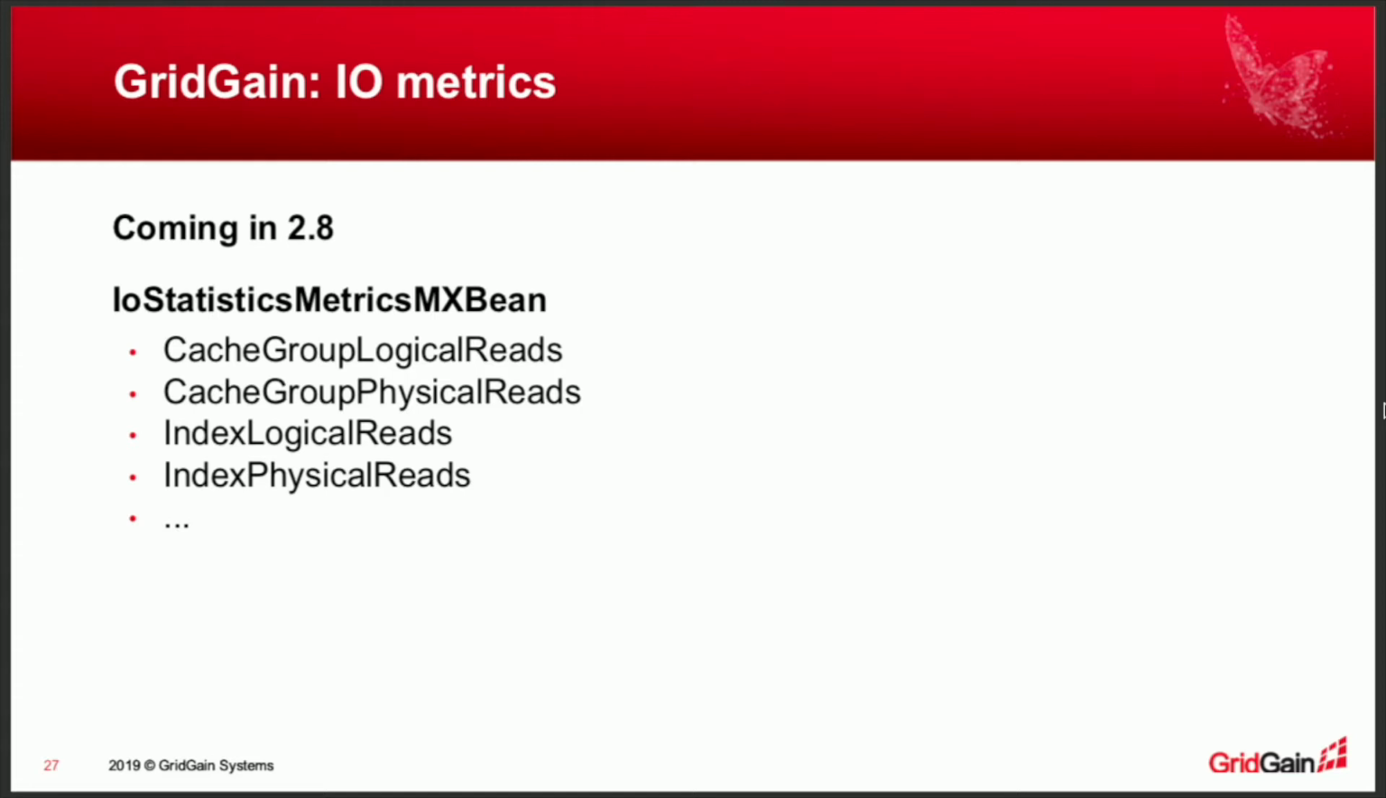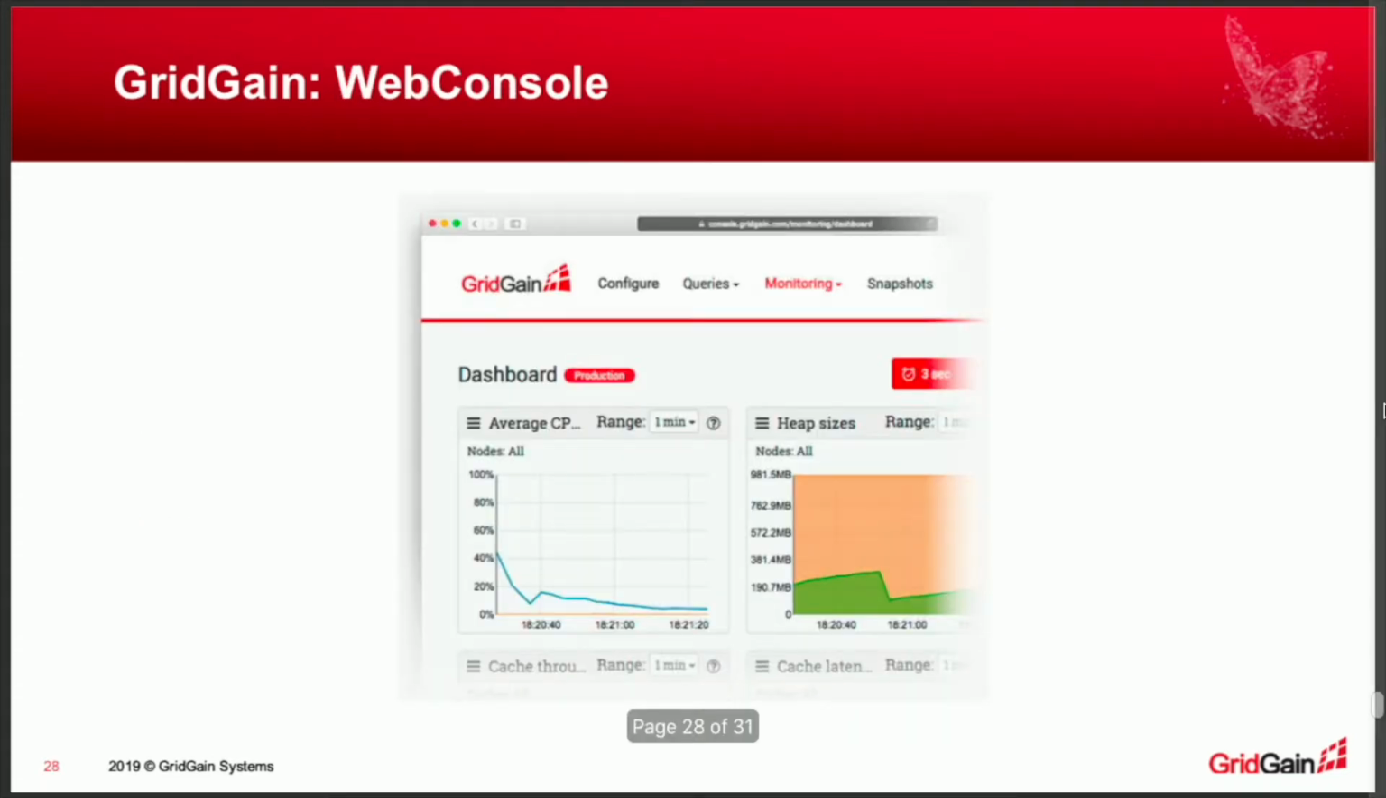Also there is information about indexes: how often indexes are used. If you see that a lot of reads go to disk, then you may have some kind of misconfiguration, and the bad performance may be caused by this.